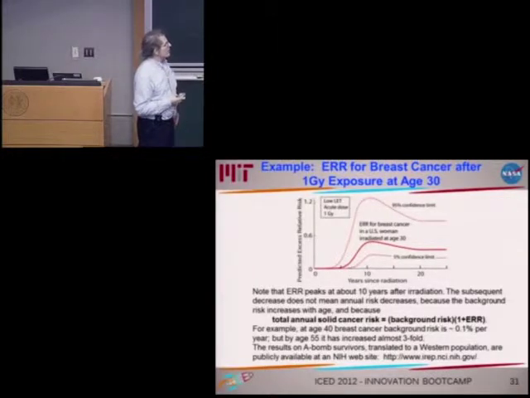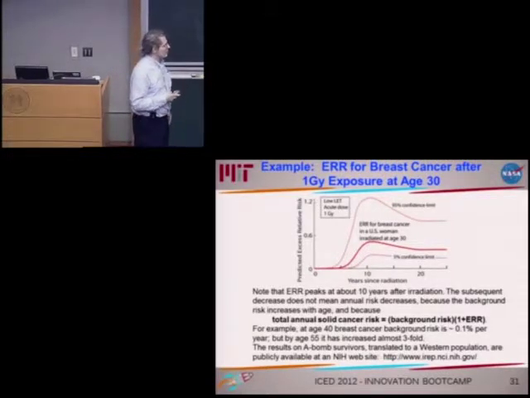This is the predicted excess relative risk versus years since radiation for breast cancer. This assumes the woman is exposed, I think, at 30 years of age, and then looks at years since then. And again, this is the excess relative risk. It peaks at 10 years, as you can see, and then drops.